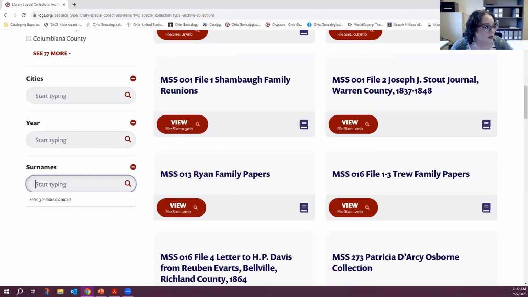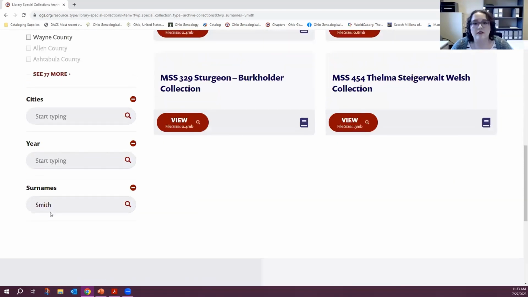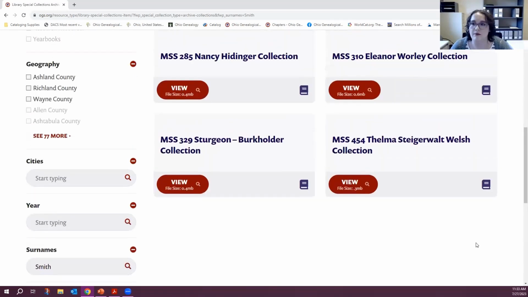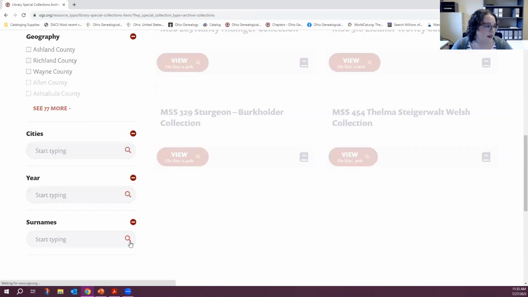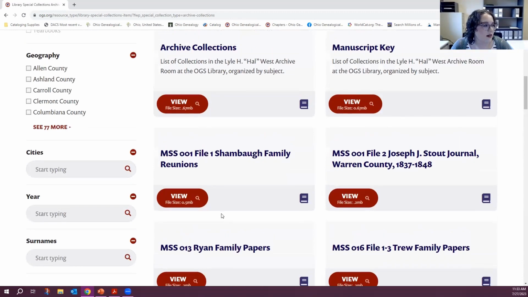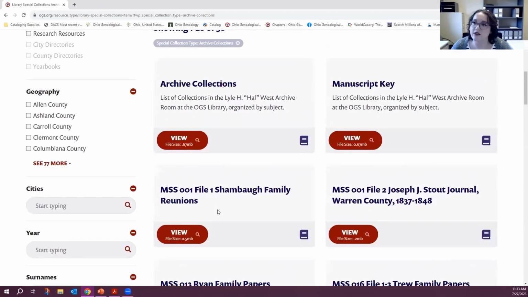So similarly with the surnames, you can start typing in the first 3 characters to see which surnames come up with those 3 characters. You could also type in the full surname and click to see what collections have a significant amount of the Smith surname. And with this, you do have to kind of delete and then search again to go back to the full list.